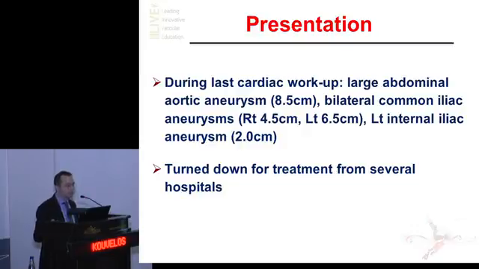During his last cardiac workup, a large AAA of 8.5 centimeters and bilateral common iliac aneurysms, 4.5 to the right side and 6.5 to the left, as well as a left internal iliac aneurysm of 2 centimeters, were found. The patient, of course, was turned down for treatment from several hospitals.